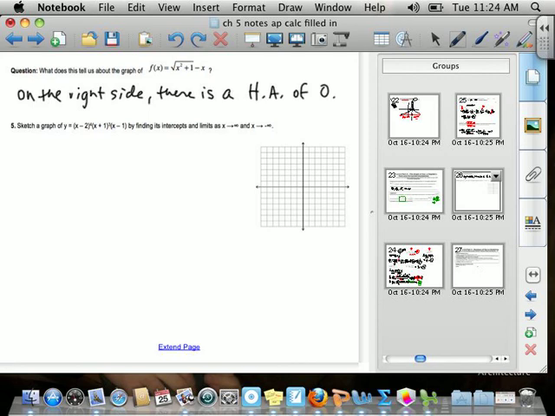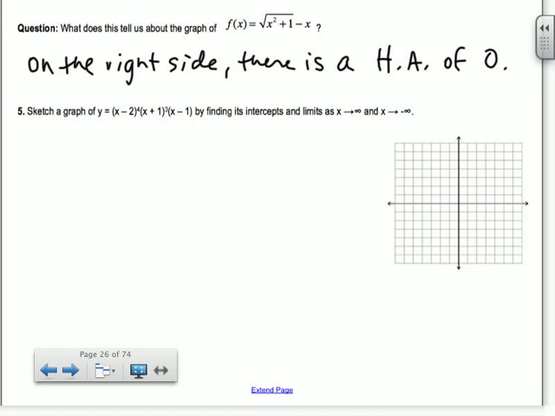Okay, so the last one, it says sketch a graph of y equals x squared, x minus 2 to the 4th times x plus 1 to the 3rd times x minus 1 by finding its intercepts and limits as x goes to infinity and as x goes to negative infinity. So we're finding the horizontal asymptote on both sides. Okay, so if I find the x-intercepts, you plug in 0 for the y. So you have 0 equals x minus 2 to the 4th times x plus 1 to the 3rd times x minus 1. So we'd get x equals 2, x equals negative 1, and x equals 1.